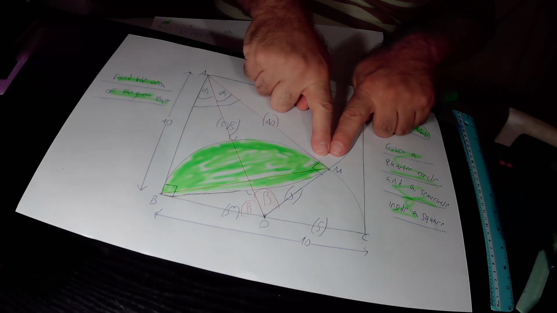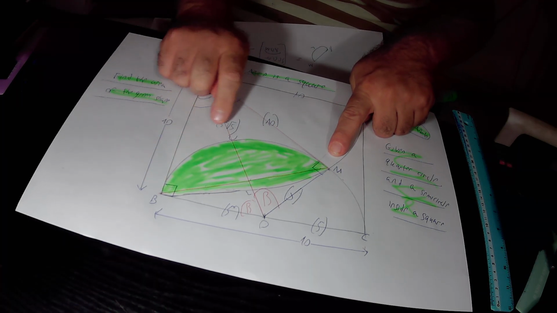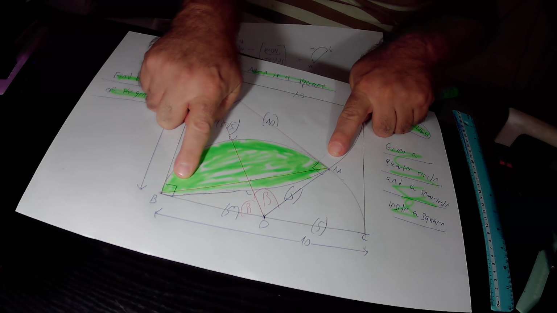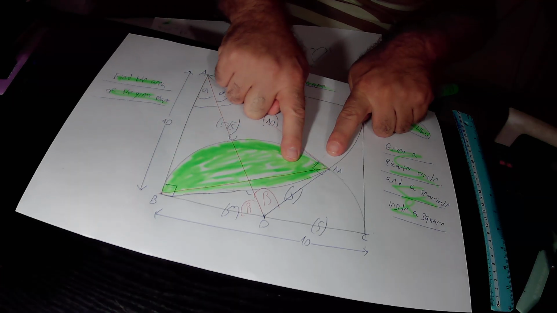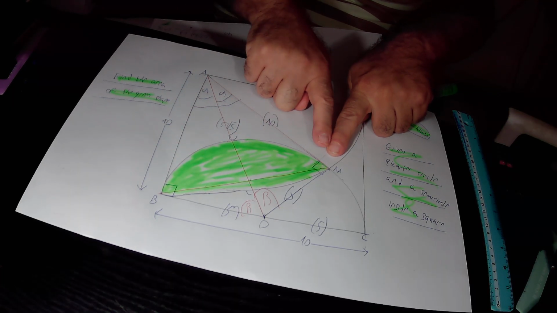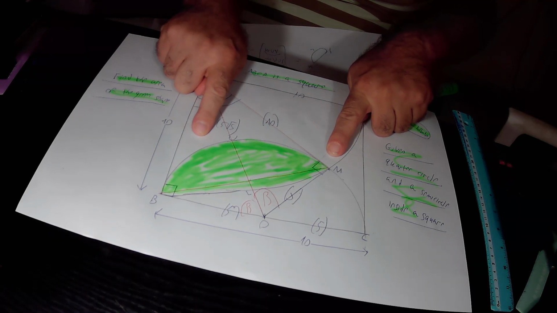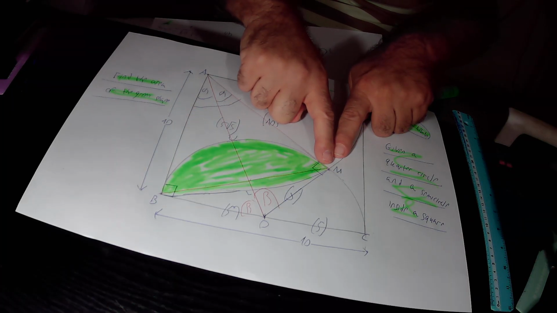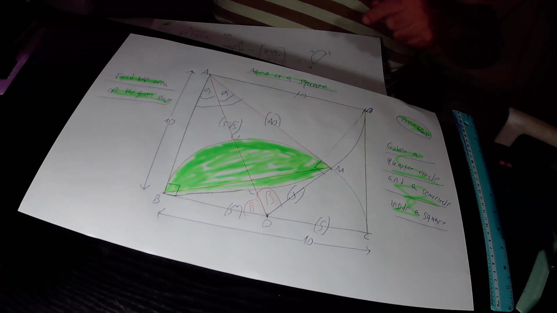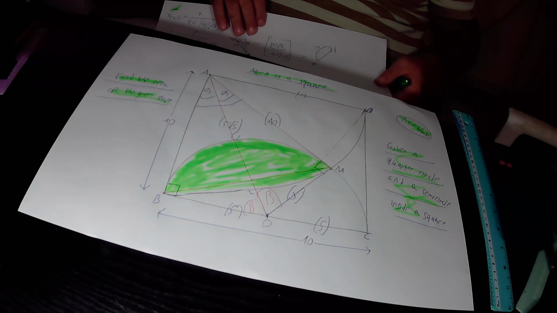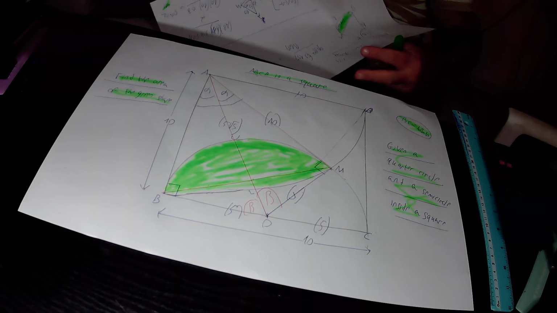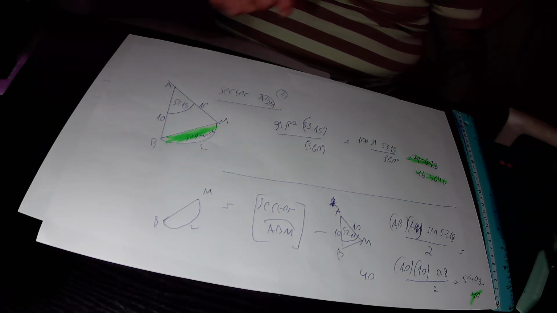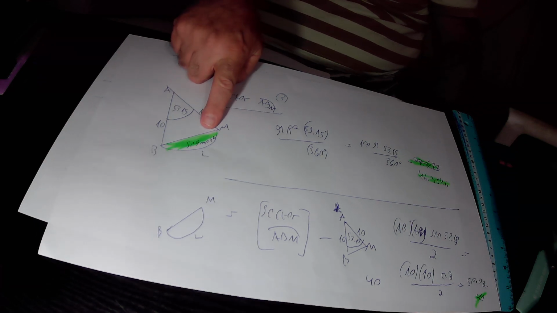So first of all, we join points M and B together by a straight line. By joining points M and B, we are going to create 2 segments. We have the upper segment MUB, and we have the lower segment MLB. So first of all, we find the area of the lower segment MLB. What is the area of this lower segment MLB?